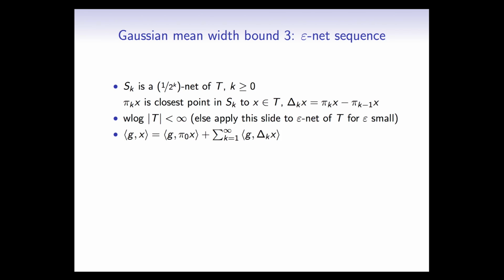And the stuff I'm saying now you can apply even when t is an infinite set. But I'm going to assume that t is finite. And that's without loss of generality, because in step 1, what I can do is I can just do the last slide where epsilon is super, super tiny. And then I can apply this method to the net from the last slide. And the net is finite. Okay? And I can write x as pi 0 x plus pi 1 minus pi 0 plus pi 2 minus pi 1, etc. So I can write x as an infinite sum of vectors. So g dot x is this thing plus an infinite sum.